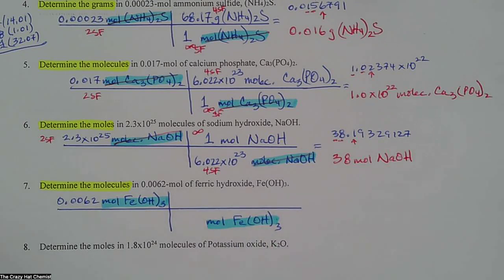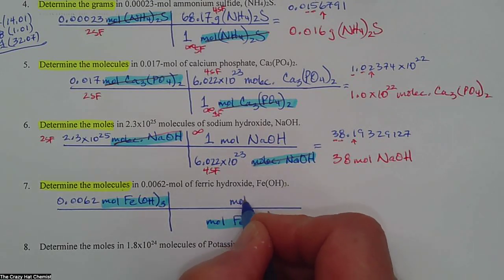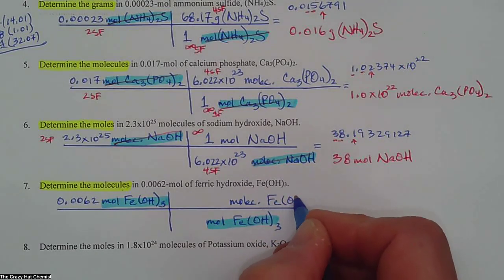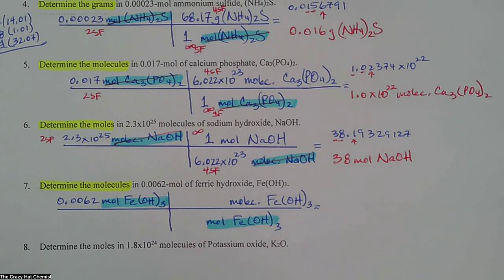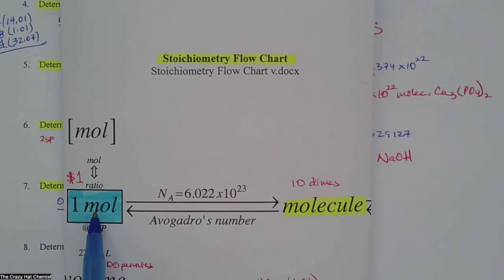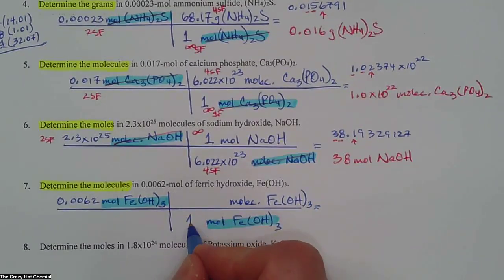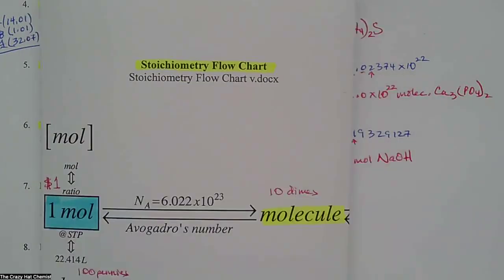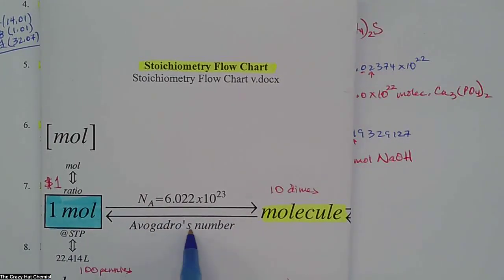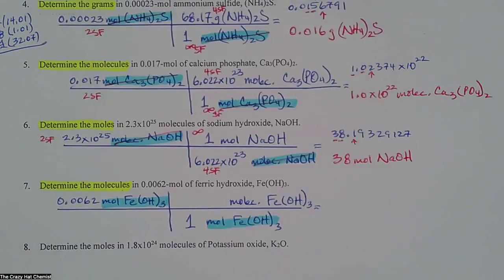I'm following that same process this whole time. What do I want? I want molecules. So that lets me know that molecules needs to go in the numerator term, and then it's the same formula, Fe(OH)3. Now I need to look at my flow chart. I'm going to go from moles to molecules. What's the number in front of the mole? It's a 1, so let's pop that in here. What's the number in front of the molecules when going from moles to molecules or molecules to moles? It's Avogadro's number, Amedeo Avogadro, and that is 6.022 times 10 to the 23rd.